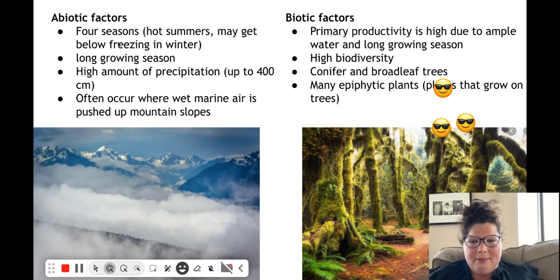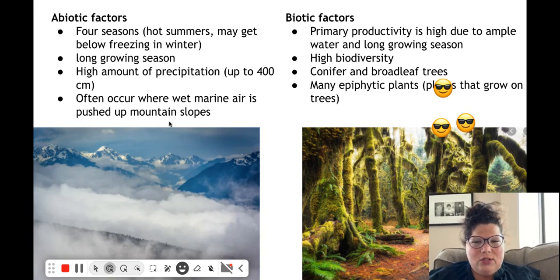4 seasons, as I mentioned, long growing season, tons of precipitation, more precipitation than we get here in Korea. And then this is really cool. This is often when we're going to get this wet marine air is going to be pushed up our mountain slopes. Sometimes it's seen in Japan, and then definitely out in California and Seattle, Vancouver, that area as well.